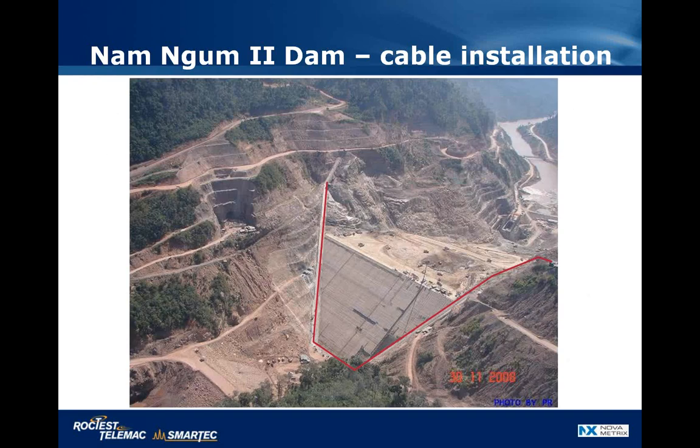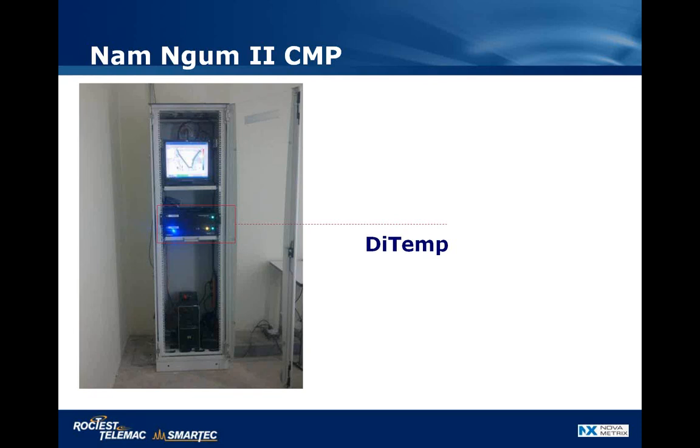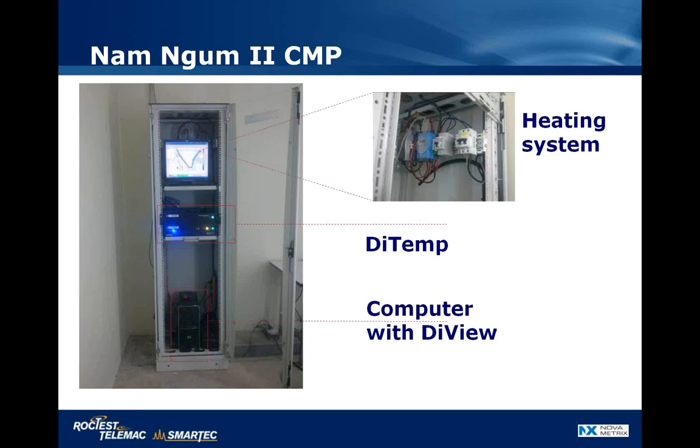In this picture highlighted in red, it is possible to see the path followed by the two sensing cables. Here in this picture, you can see where the cable was installed towards the plinth and the water stopper. As explained, a dedicated room was built on the dam crest to locate the instrumentation rack that contains the DiTemp unit with the computer, where the DiView software is installed and the necessary heating module to heat up the cable.